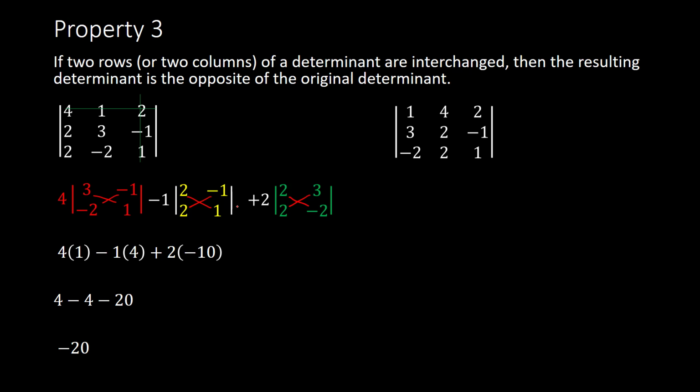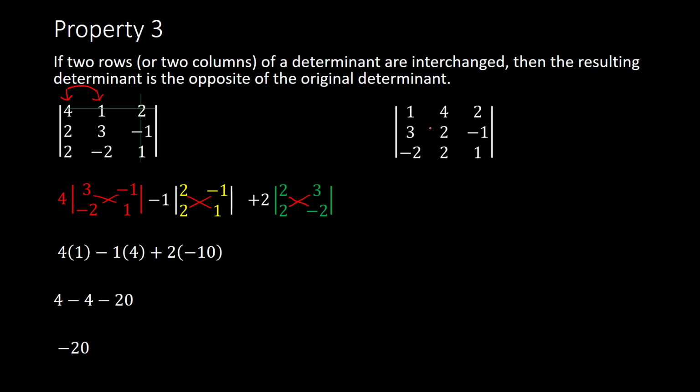So now if you were to interchange the first and second column, so looking here at this column and this column, if you were to change them, so now we have 1, 3, -2 in the first column, and then 4, 2, 2 in the second column. So as we see over here, we interchange those two columns and then find the determinant of this new matrix.